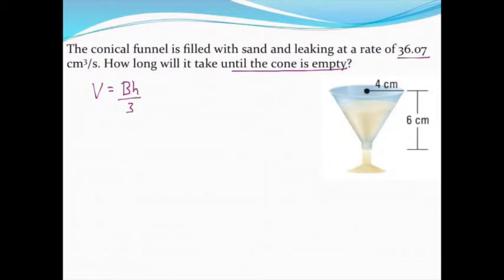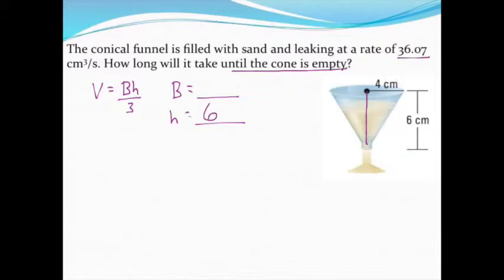divided by 3. So there's two things I'll need to know to start. I'll need to know the base area, the area of the circle, as well as the height of the cone in order to calculate its volume. Well, I can see from the diagram the height of the cone is going to be 6. From the top to the bottom is 6 centimeters, so that's my height.